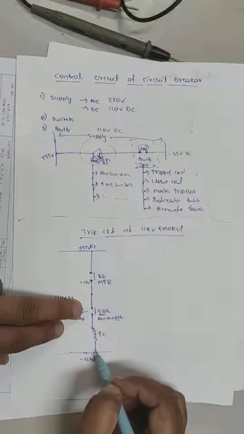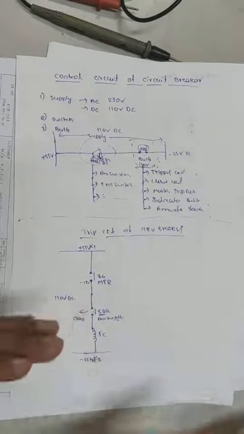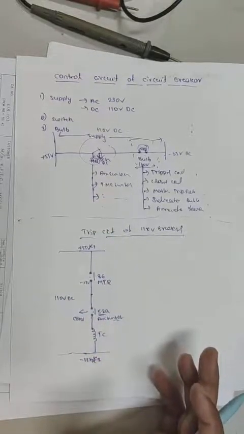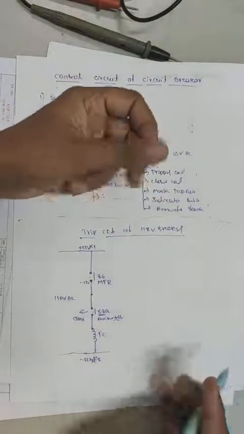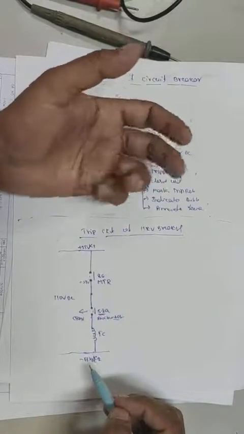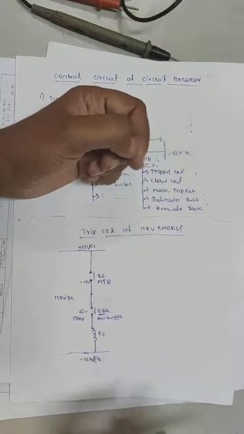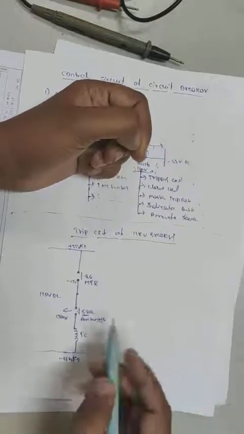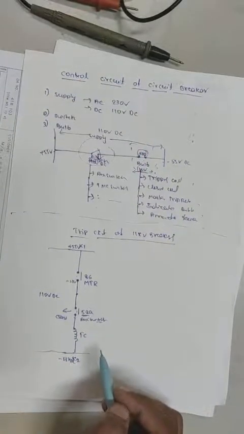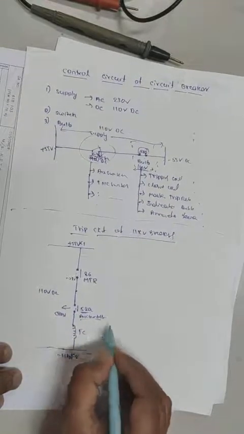These tripping coils are designed to operate for a short time, with more torque, more power. If we continuously give 110 volts DC to these tripping coils, they may get burnt out. So they are short time operating elements. So this is the 52A auxiliary switch.